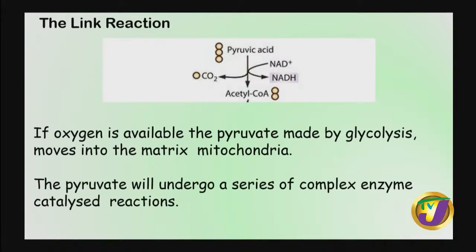Now, if oxygen is available, the pyruvate that is made at the end of glycolysis will move to the matrix of the mitochondria. Please be reminded that glycolysis occurs in the cytoplasm of the cell. So therefore, there is a movement of the pyruvate into the mitochondria for the further processing of the three carbons coming from the original glucose molecule.